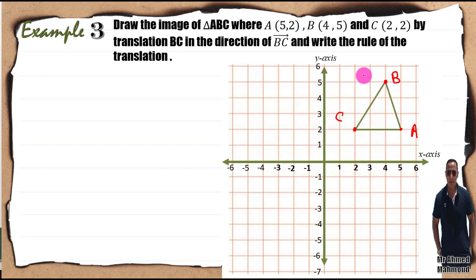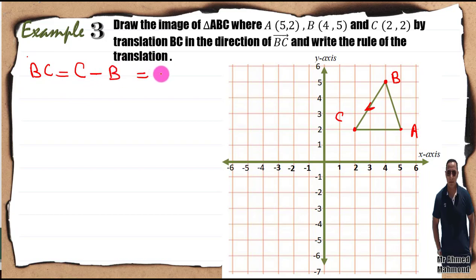Now I need to translate this triangle by magnitude BC in the direction of BC. What is the meaning of magnitude? Magnitude means the length of the translation, and in the direction of BC, here in this direction. Okay, first I have a new rule for you. Translation BC equals C minus B. Again, BC equals the second minus the first.